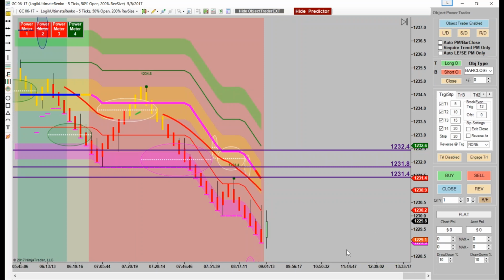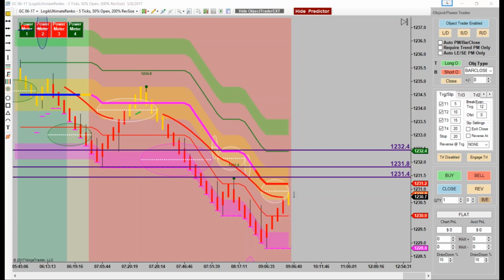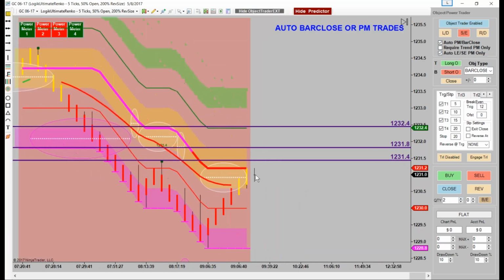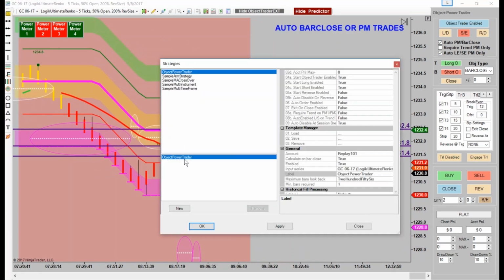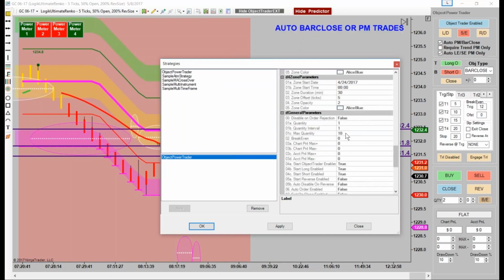So what are we looking for? We're looking for a trade right in that area, aren't we? So let's see if we can get up there, and then I'm going to show you how to use this bar close feature. Now, what I'm going to do is turn on bar close, auto, and I'm going to simply add two contracts every bar close, to a maximum of 10, because I've got this object trader set at 10. You want to be careful. Don't have this thing set at 50 because it'll go to all 50. You've got to set this thing at what you want it to be.